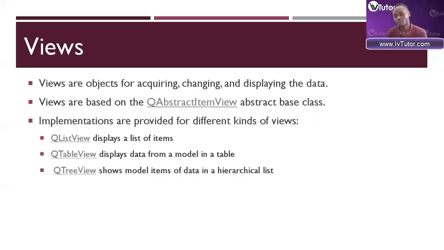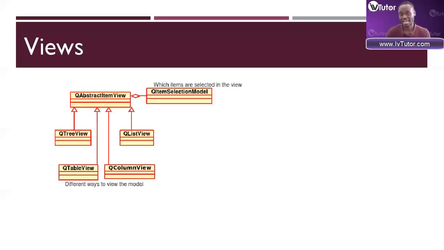Now, views are used for displaying your data. There are three types of views that we are concerned about for the sake of our studies: your QListView, your QTableView, and your QTreeView. And all views inherit from the QAbstractItemView. The good news about views is we never have to implement a view, because all of them are concrete classes. You just need to learn how to use the views.